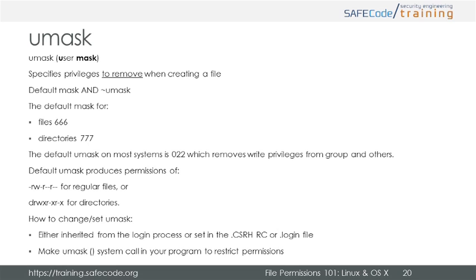It is either inherited from the login process or set in the initialization file for the shell used by the particular user, or it can be run manually. The Umask is inherited from parent process to child process. The process can change its own Umask at any time, and the Umask can only restrict privileges, not grant them, by using the Umask system call.